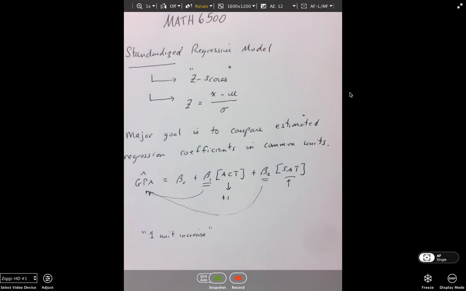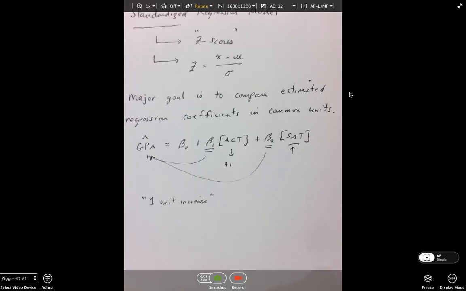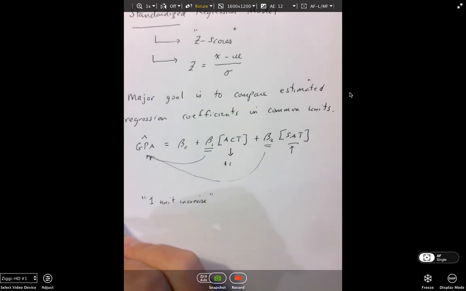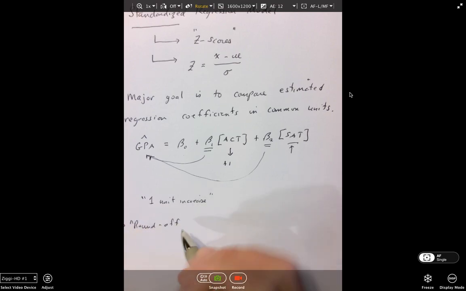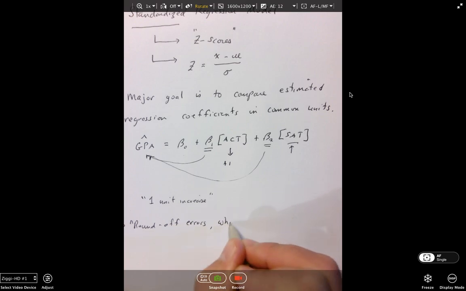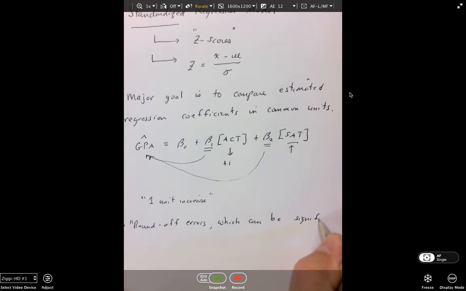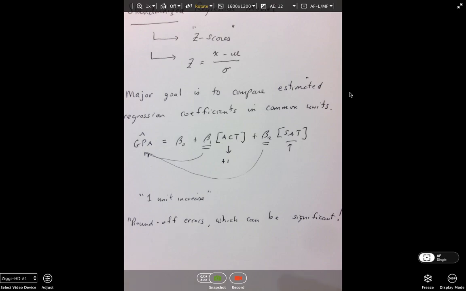All right. Now, another issue we run into are what we call round-off errors, which can be significant. Now, I don't mean statistically significant. I just mean that they can be significant in the context of messing with the final calculations.